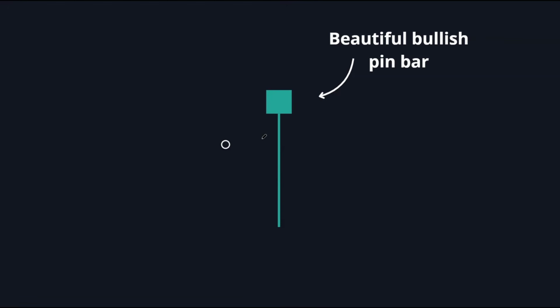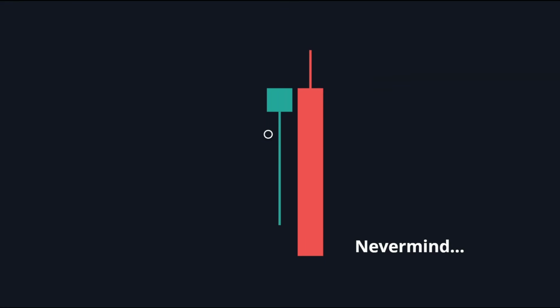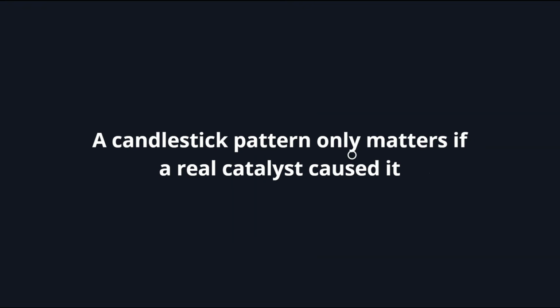Retail traders learn a pattern, a pin bar, a bullish engulfing, an order block, whatever, and then they think every time that pattern appears, take the trade no matter what. Okay, then what happens? They get destroyed, because the market is not obligated to respect that pattern at all. So I want you to write this down. A candlestick pattern only matters if a real catalyst caused it. A catalyst that changed something behind the chart.